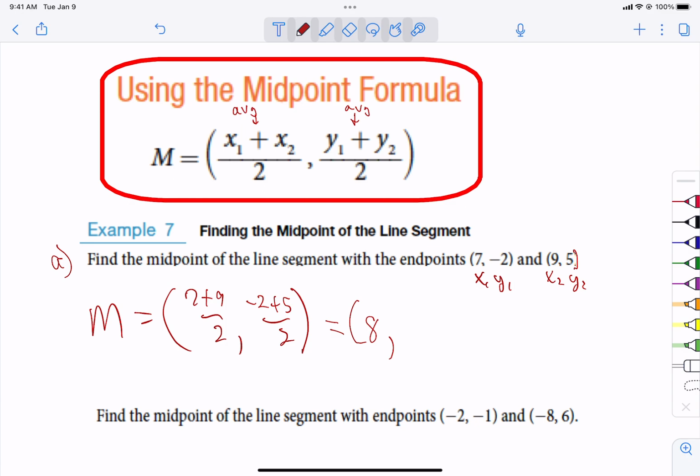The first thing is a parenthesis or a grouping symbol. Although you don't see it, technically that fraction bar separates them and says we have to add the 7 and the 9 before we can divide by 2. So if we do the next one, -2 plus 5, that's 3 over 2. Since that can't divide, leaving it 3 over 2 is perfectly fine by me.